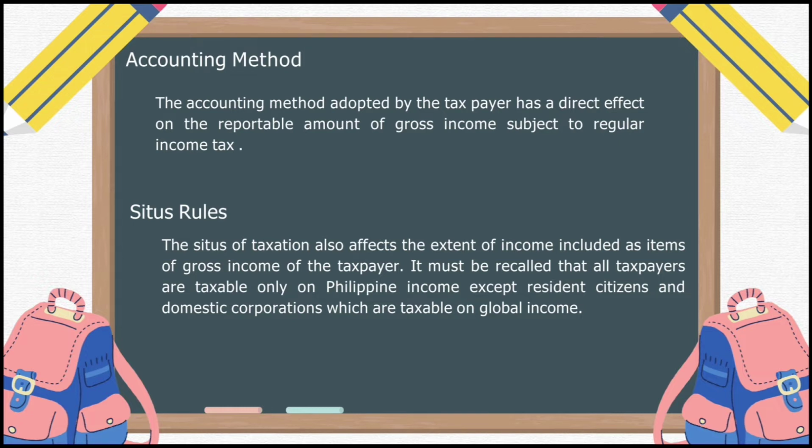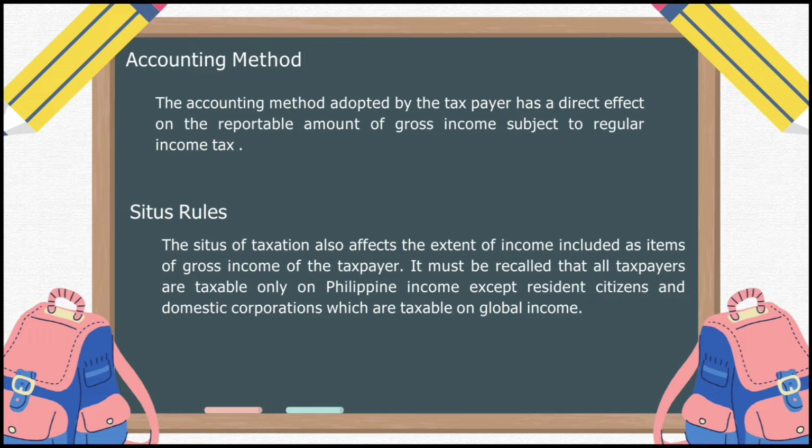Accounting method. The accounting method adopted by the taxpayer has a direct effect on the reportable amount of gross income subject to regular income tax. For instance, cash-basis taxpayers will report their gross receipts or collections as gross income, while accrual-basis taxpayers will report their revenue consisting of collected and uncollected income as gross income. It must be recalled also that regardless of the accounting method of the taxpayer, advance income must be included in gross income in the period received.